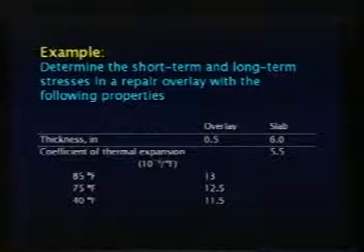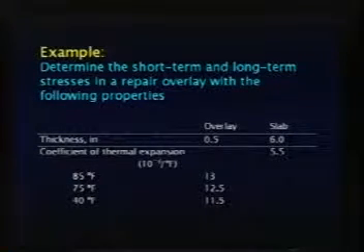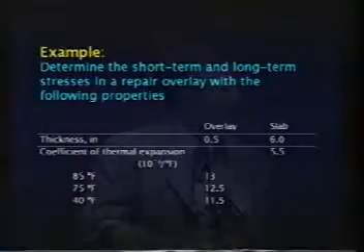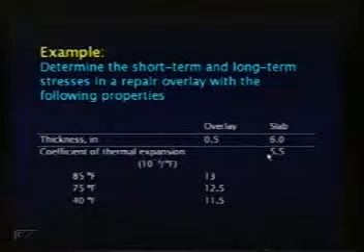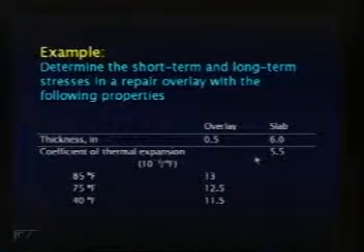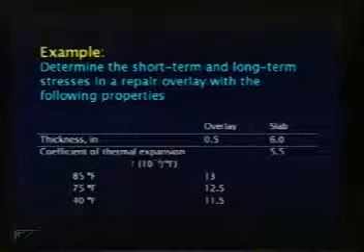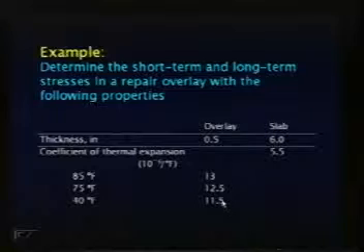Well, then we want to go through an example with you to show you how we could use some of these results. In this case, we're going to look at some short-term effects and some long-term effects. We have an overlay that we're going to assume is a 1/2 inch thick and a Portland cement concrete slab that's 6 inches thick. The coefficient of thermal expansion we'll assume is about 5.5 times 10 to the minus 6 for the concrete. It's a pretty normal value. And for the polymer concrete, we're going to assume there's a slight variation, which is a function of temperature.